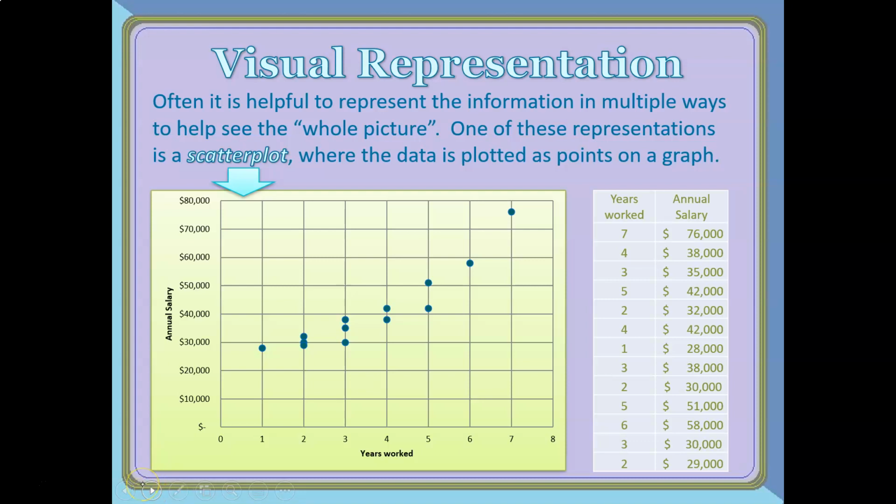So the first vocabulary word on your note sheet is scatter plot. It's just data that's plotted as points on a graph. Right there, you can write that down: data that is plotted as points on a graph. That's your first definition.